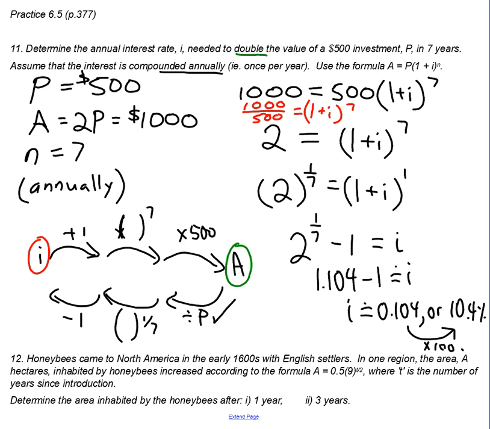Okay, notice there, 1/7 is not a terminating decimal, so don't use the decimal equivalent of that.